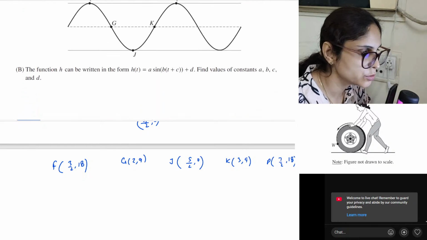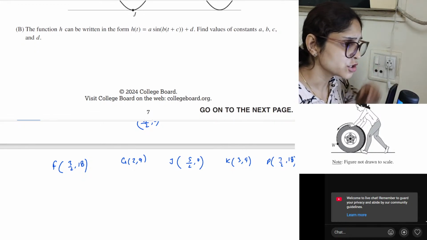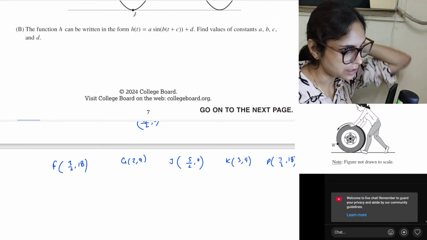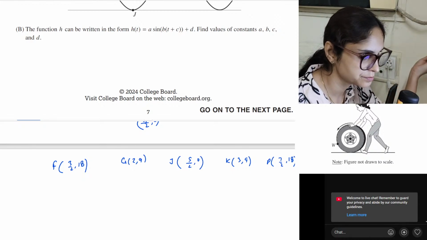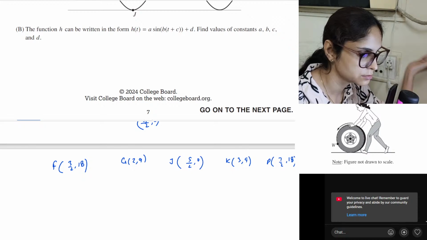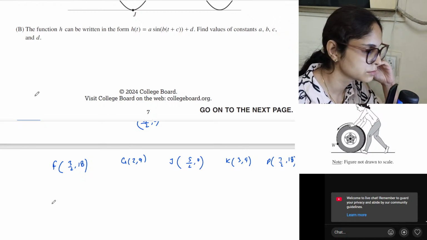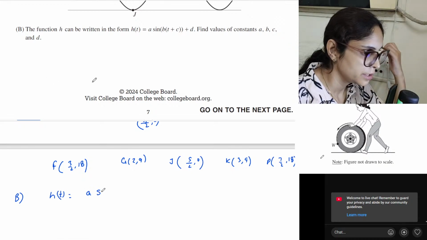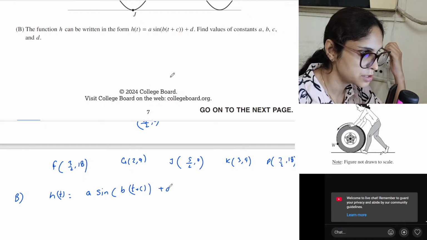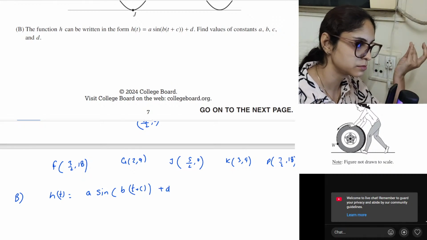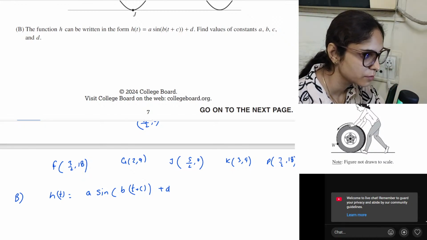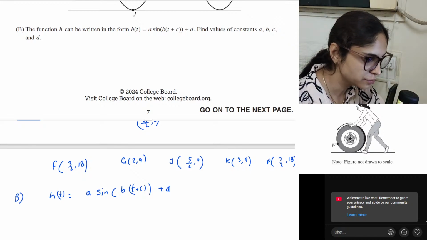Now in the next part, what do they want to know? The function h can be written in the form h of t is equal to a sine (b of t plus c) plus d. Find the values of constants a, b, c, and d. A sine (b of t plus c) plus d. Okay, so for this, I'll have to look at the graph.